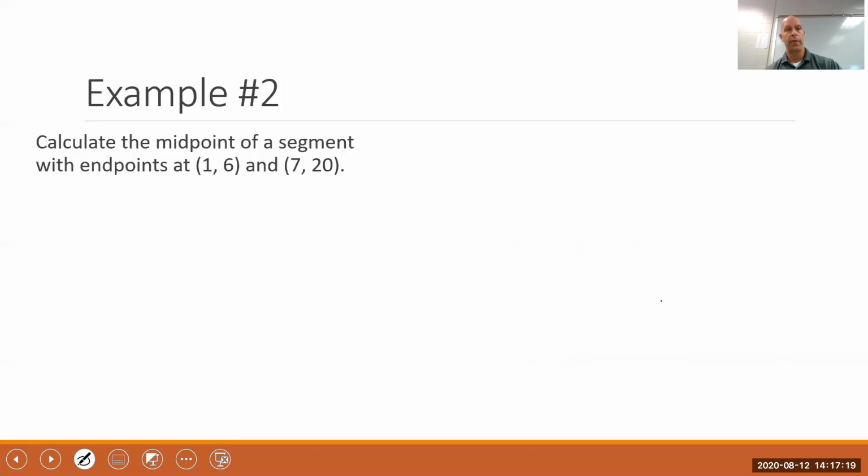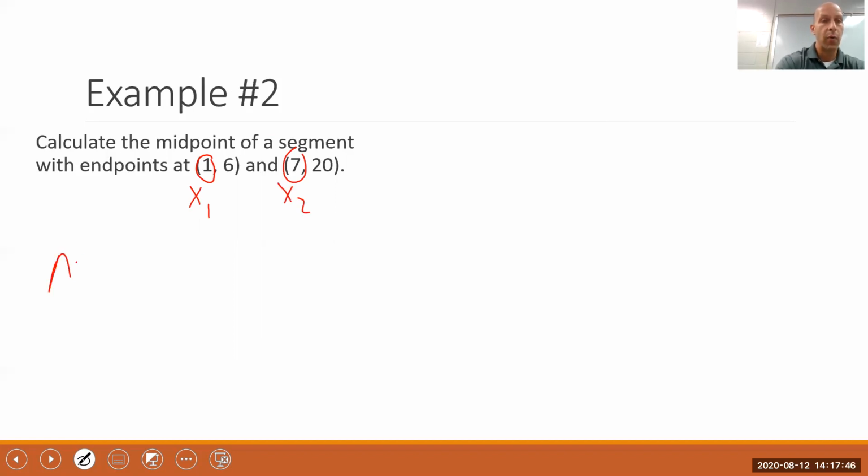So let's look at an example of that. It says calculate the midpoint of a segment with endpoints (1, 6) and (7, 20). I'm going to do this one first without the graph, and then we'll look at the graph. We're going to see if this actually works. So these are the x coordinates right here. It's the first value in the coordinate pair. So this is x1, this is x2.